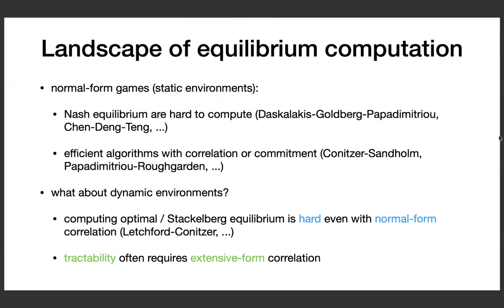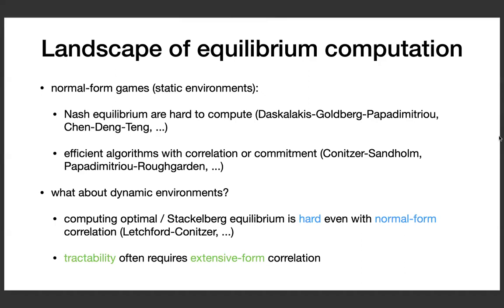First, let me review the landscape of equilibrium computation so far. Normal form games, which are games in static environments, we understand very well. We know that natural equilibria are hard to compute in normal form games. But on the other hand, we have efficient algorithms for equilibrium concepts with correlation or commitment. By that, I mean correlated equilibrium or Stackelberg equilibrium. So that's the case of normal form games.